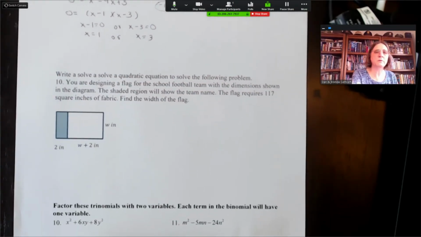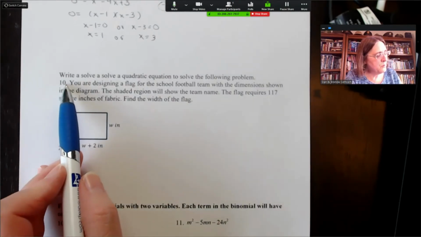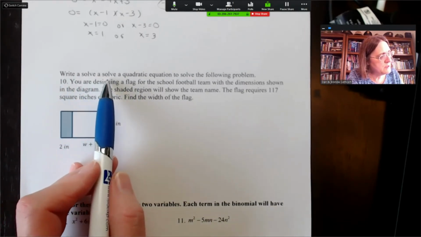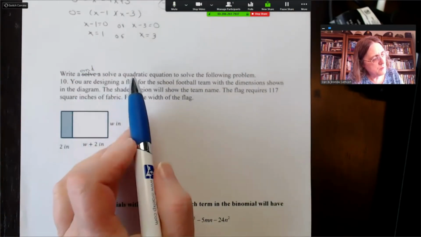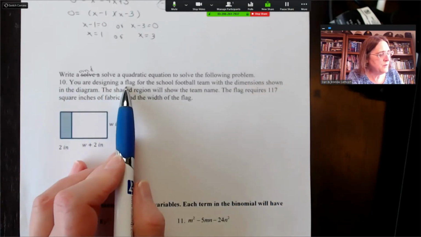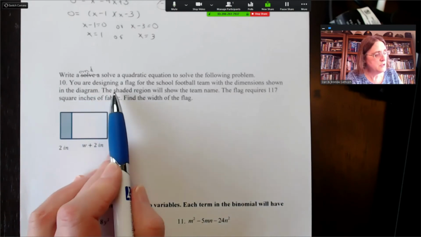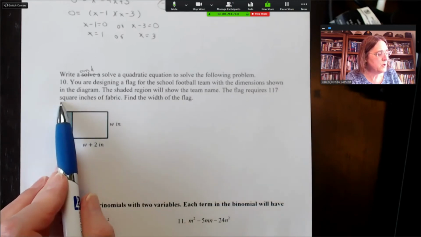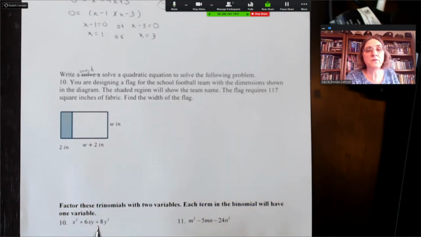Let's look at a story problem now. We're almost done. Write and solve a quadratic equation to solve the following problem. You are designing a flag for the school football team with the dimensions shown in the diagram. The shaded region will show the team name. The flag itself requires 117 square inches of fabric. Find the width of the flag.